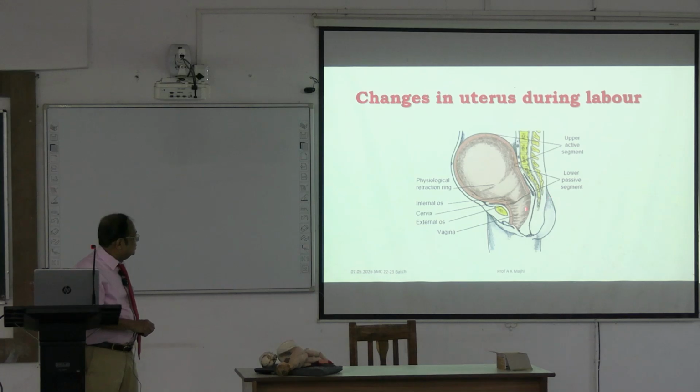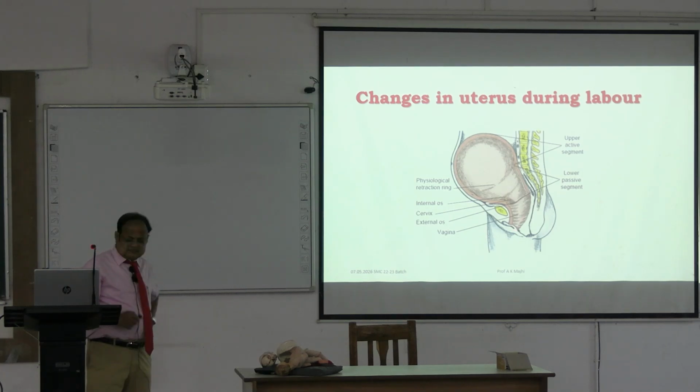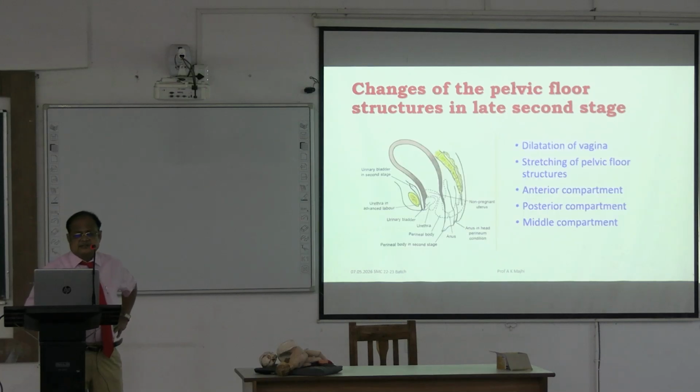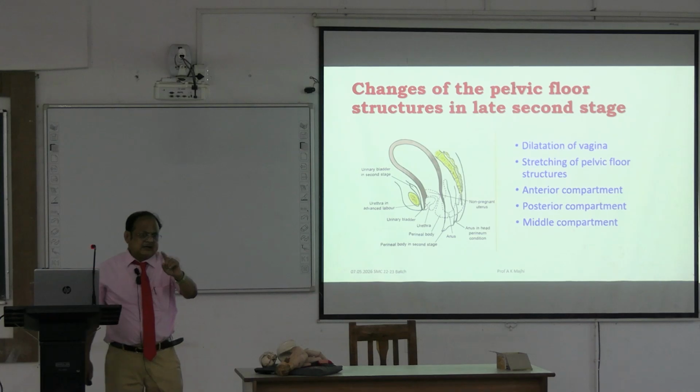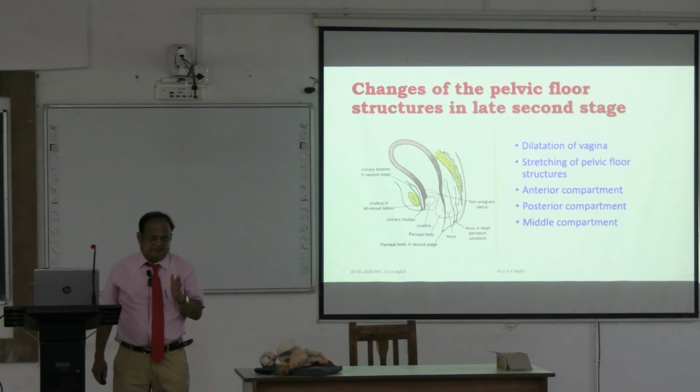This is the anterior compartment, the symphysis pubis, behind it is the bladder, and posteriorly there is the rectum and anal canal. And the physiological retraction ring, internal os, cervix, and external os, and the lower part is the vagina. So this is actually the cross section. This is a beautiful picture. The cross section I had drawn myself, showing how the changes occur, from my concept.